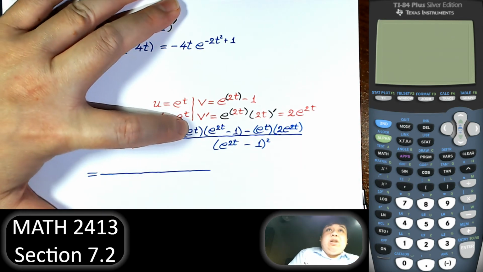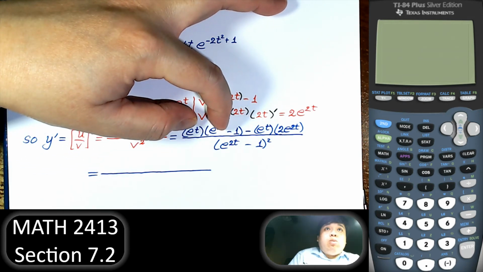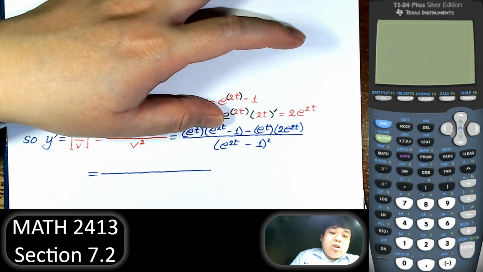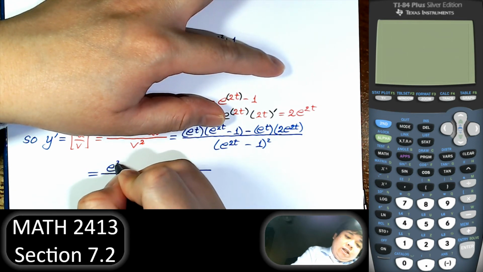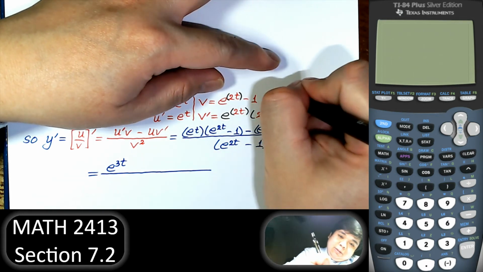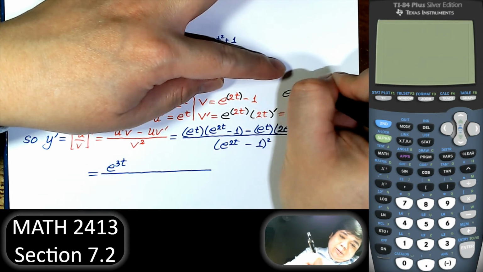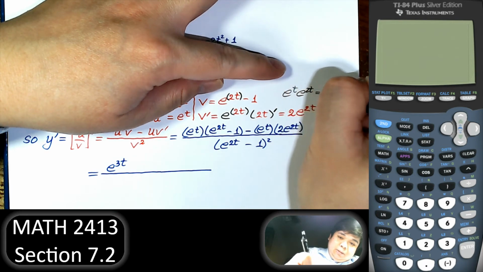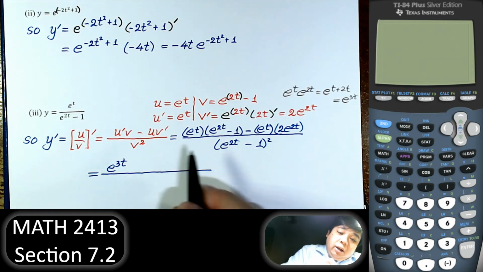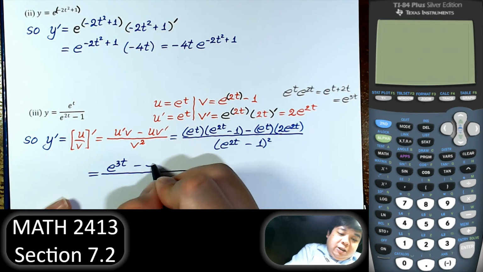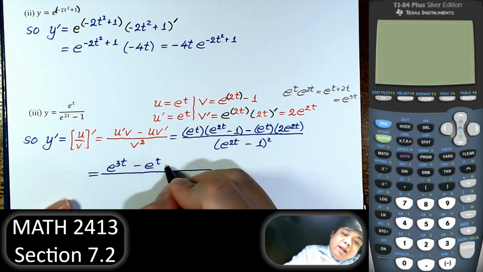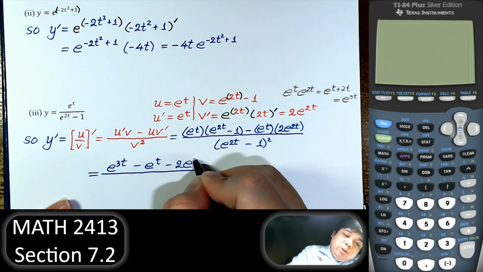Multiply this out, e to the t times e to the 2t. When we multiply them, we combine the exponents. The bases are the same, combine the exponents t plus 2t, so e to the 3t. Yeah. And then e to the t minus 1 times minus 1, just minus e to the t. And same thing here, minus 2e to the 3t.